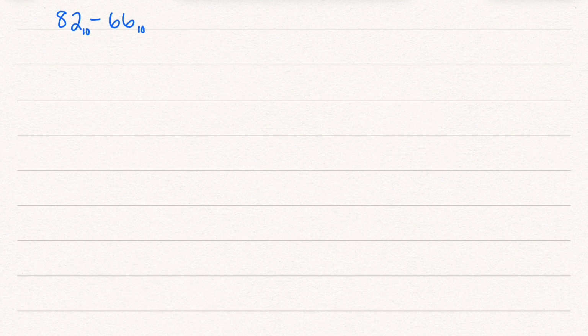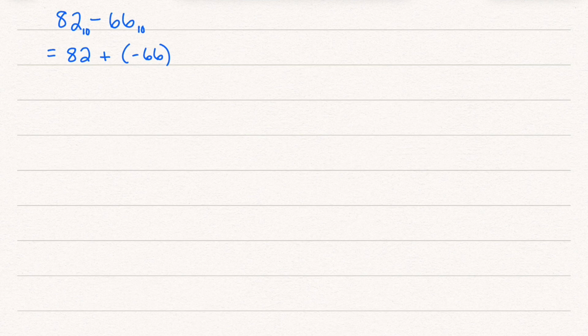Our first step is to reimagine this problem as an addition problem. So we can think of this problem as 82 plus a negative 66 because we're doing complement addition. Because we want to do addition, we're going to reimagine this by adding a negative instead of subtracting. Next, I need to write 82 using binary and then negative 66 using 2's complement form.